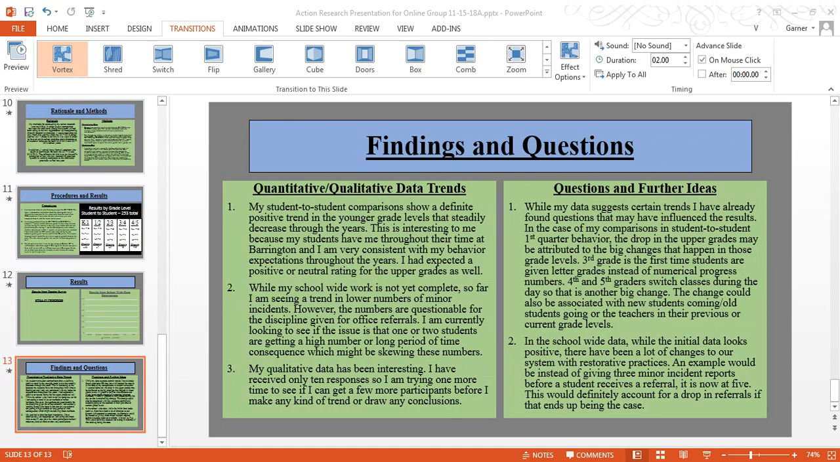The school-wide data, the initial, like I said, have been positive. But there have been a lot of changes in our discipline system as to the flow chart. So an example would be instead of giving 3 minor incident reports before a student receives a referral, it is now 5. And this would definitely account for a drop in referrals if that ends up being the case. So this is what I have so far, and I'm hoping to have it all completed in time for my final turn-in.